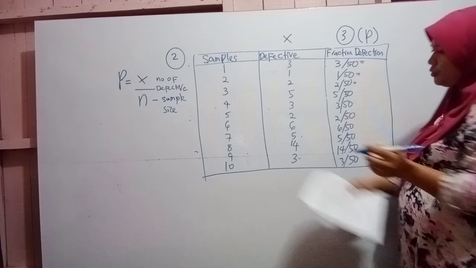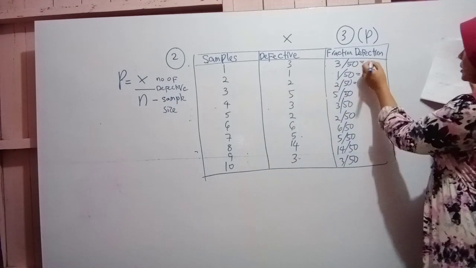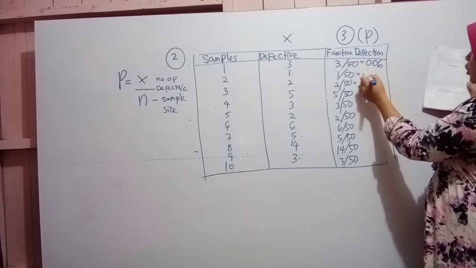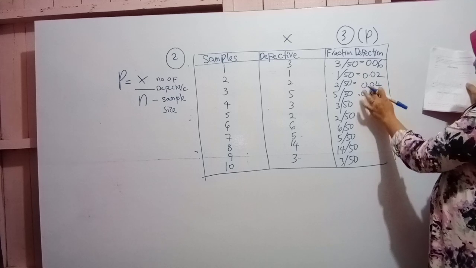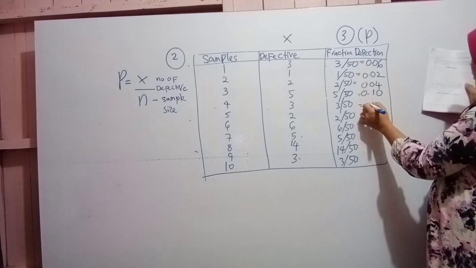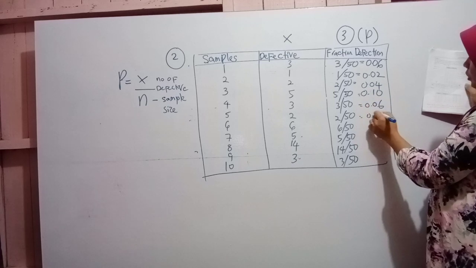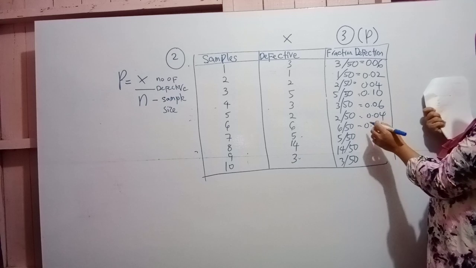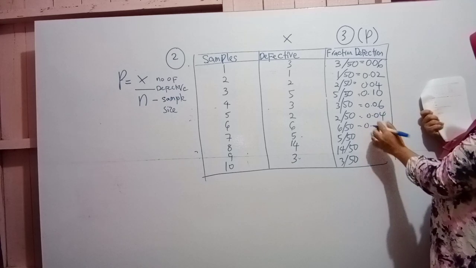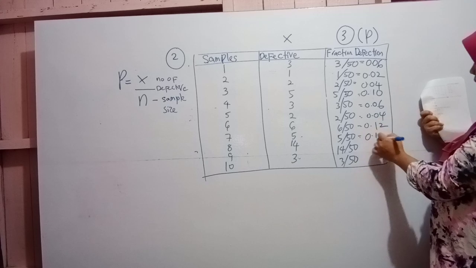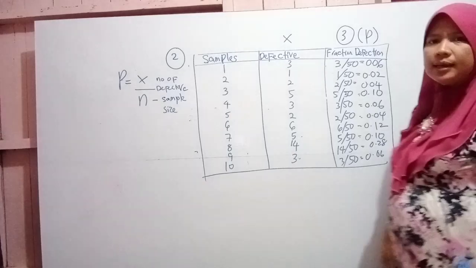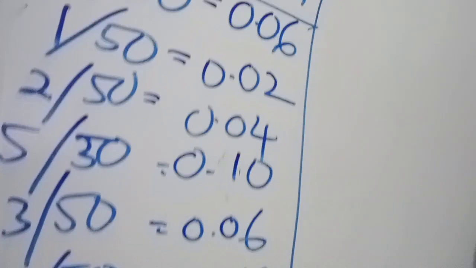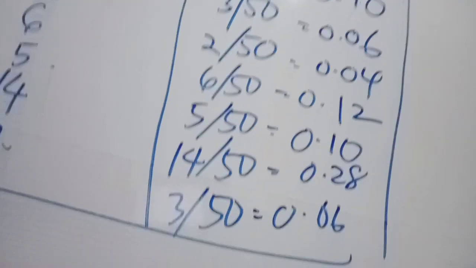Okay, so 3 divided by 50 equals to 0.06. Okay, 0.02, 0.04, 0.10, 0.06, 0.04, 0.06. Nampak tak? Okay. Tu. You kena bahagi semua kelas. Bagi semua. Okay.